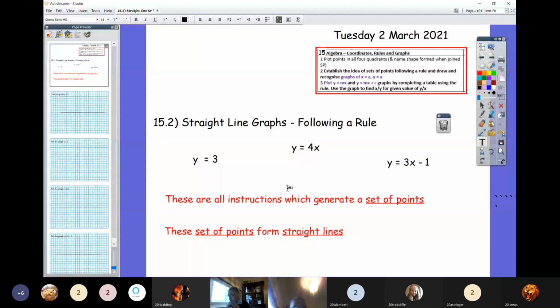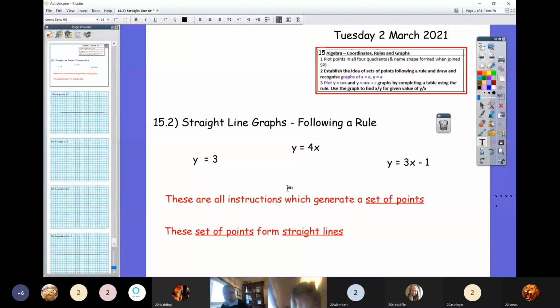So what we're going to establish today is that when we have an equation of a straight line, it's just a rule that we have to follow. All of these equations written down here are straight lines: y equals 3, y equals 4x, y equals 3x minus 1. They're all going to lead to straight lines on a graph. But at the end of the day, we've just followed a rule, established lots and lots of points, and those points together form a straight line. So these are all instructions which generate a set of points, and these sets of points form a straight line. So I'm just going to demonstrate some of these.